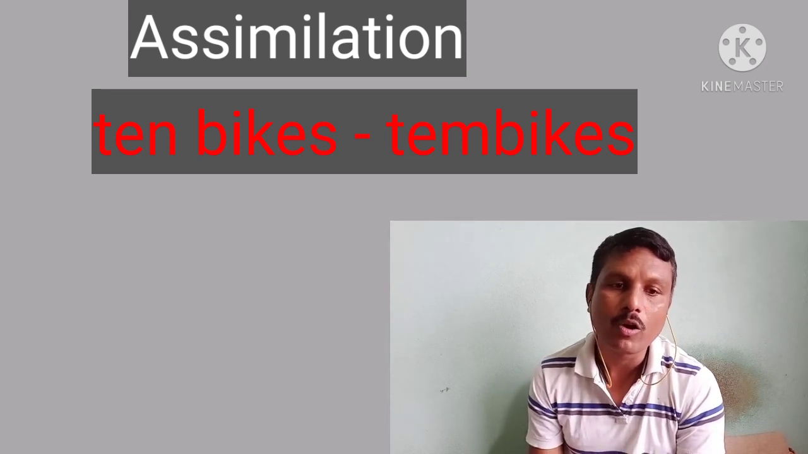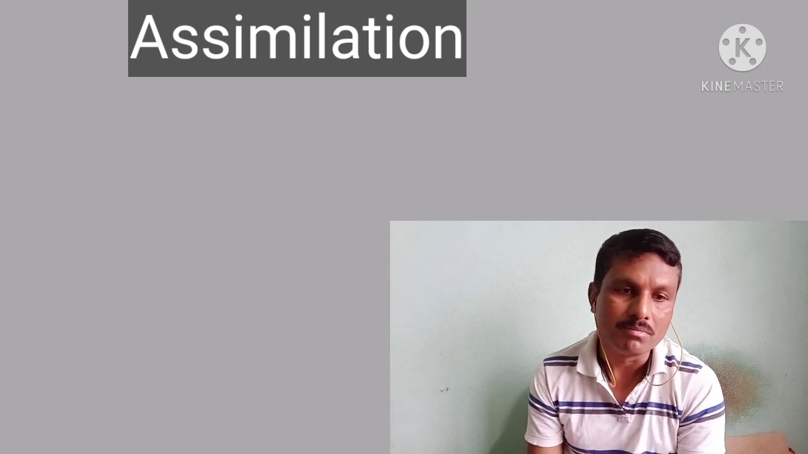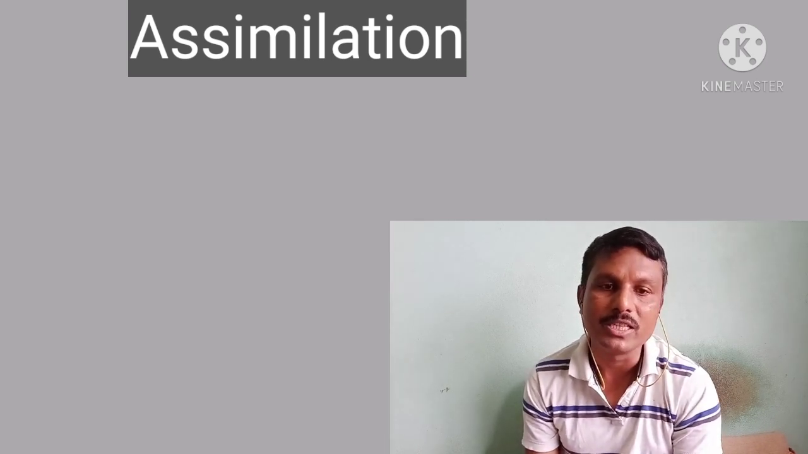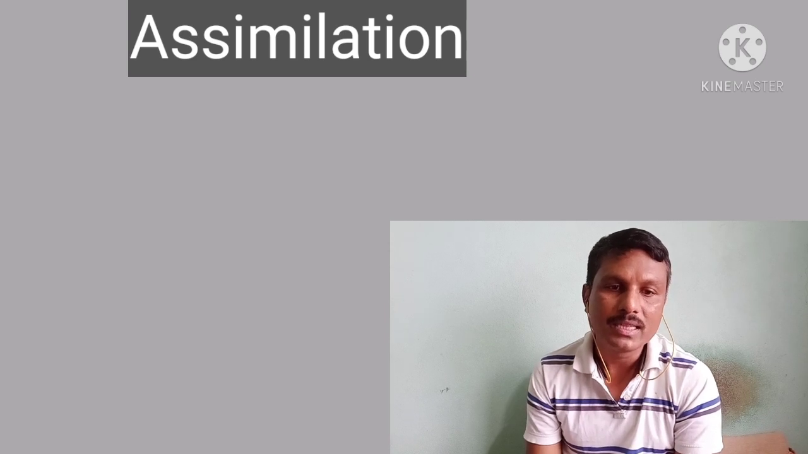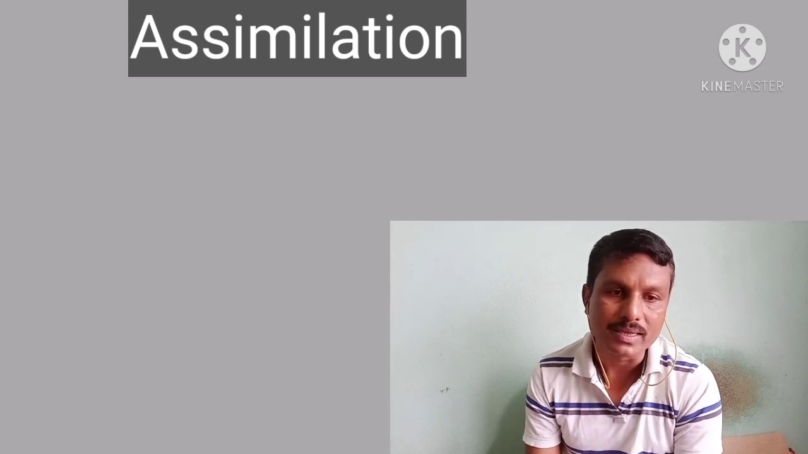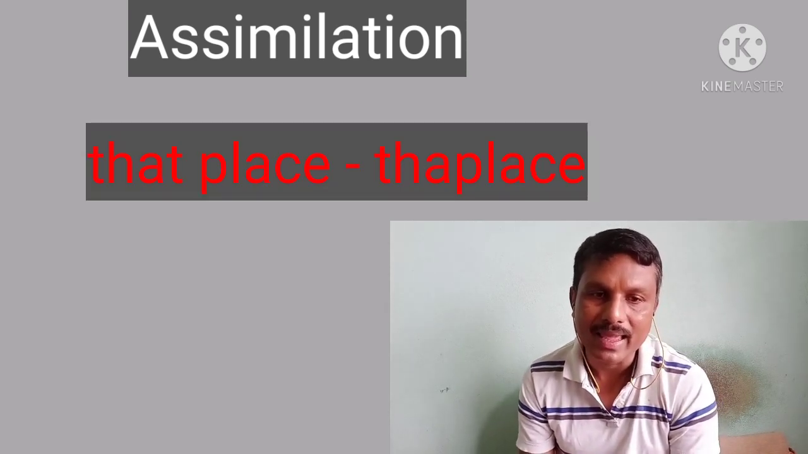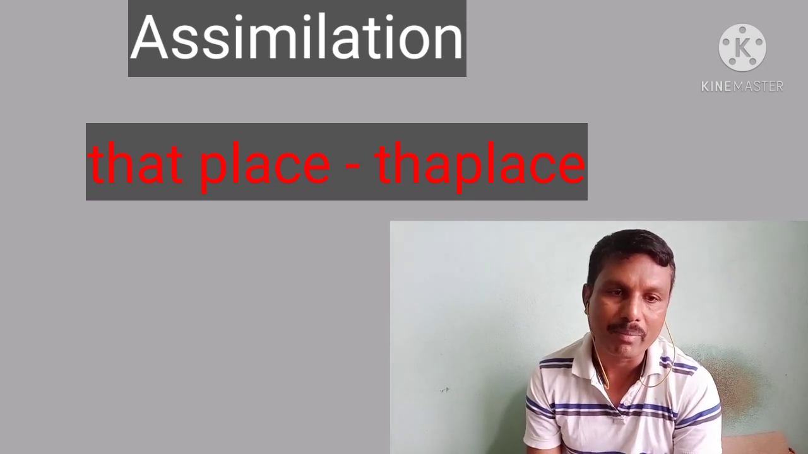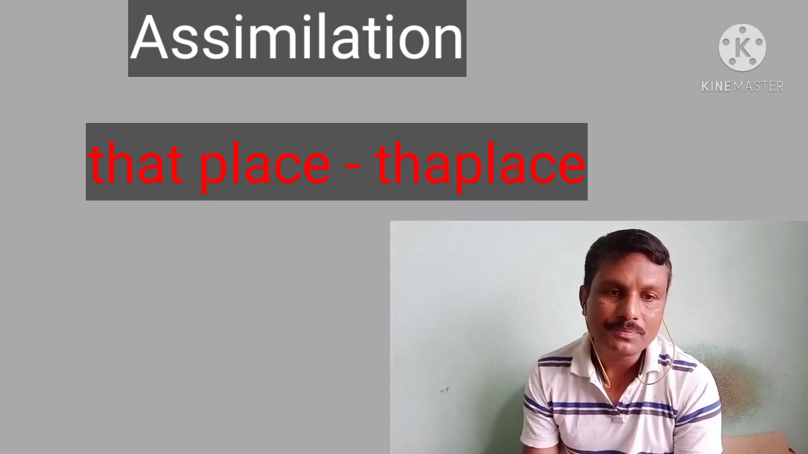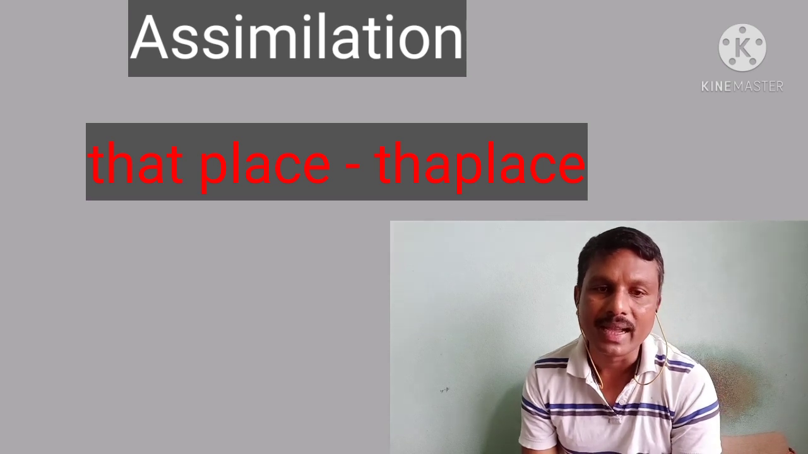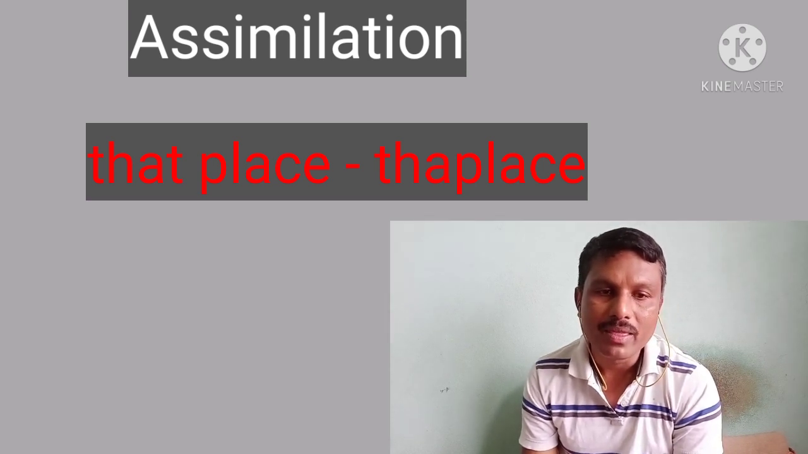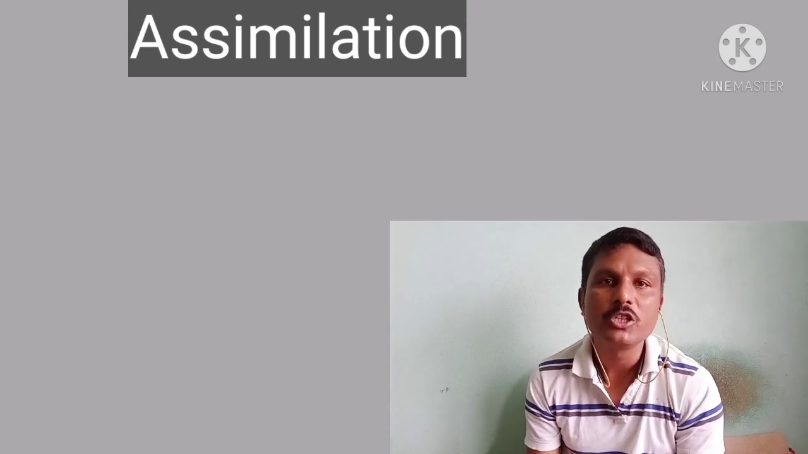The alveolar consonant n becomes m by adopting the bilabiality of b. But it does not adopt its plosiveness. In another phrase like that place, pronounced as thap place, here t becomes identical with p. In this case, the assimilation is total. The consonant n changes to m or ng depending on the consonant that follows.